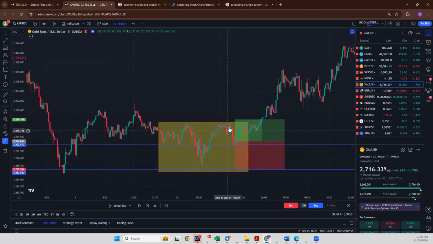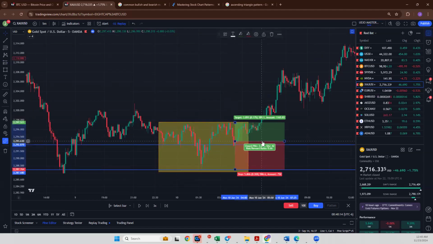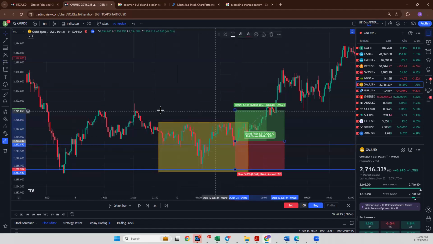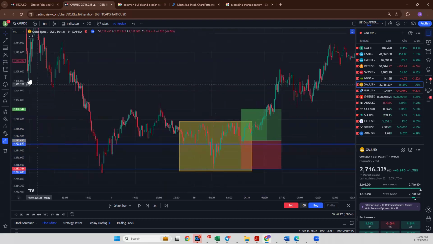And again, that risk to reward, in my opinion, is not that great. But that would be the first level. You can at least take partials there, or consider taking a partial and leaving it to run to take on something a little more rewarding, like this level.